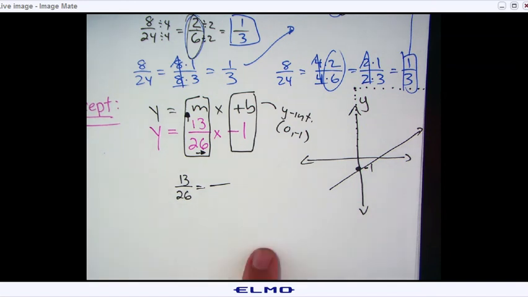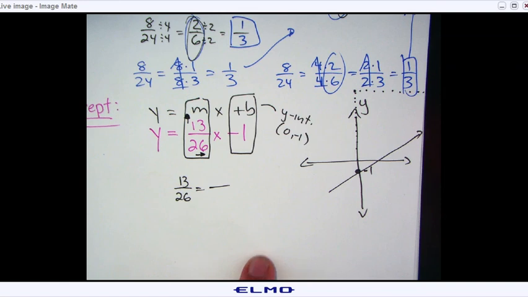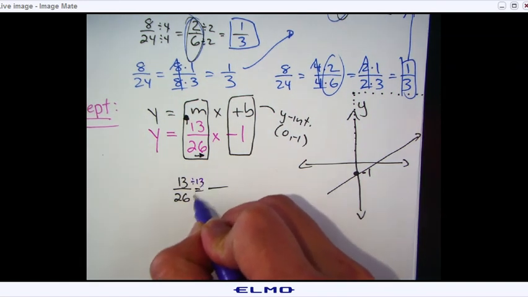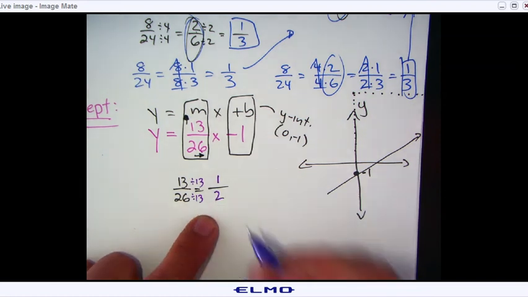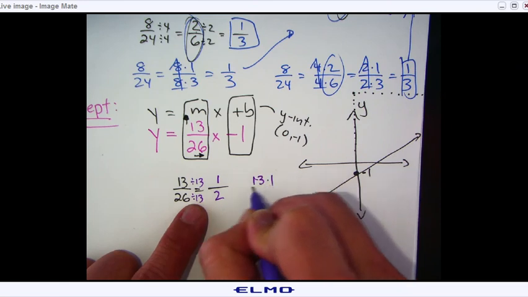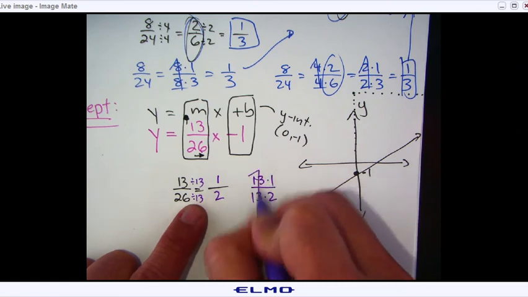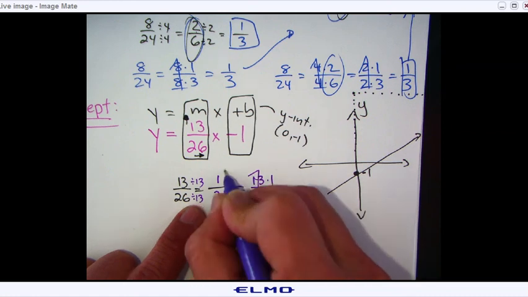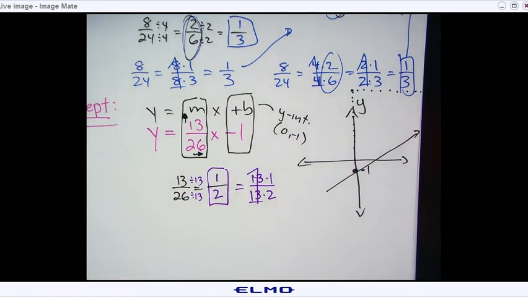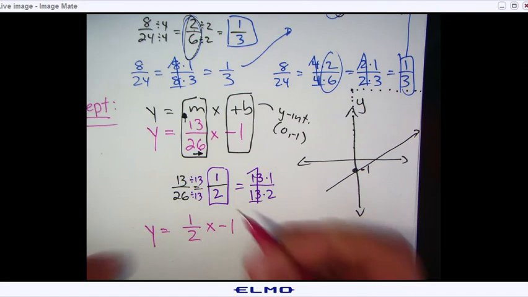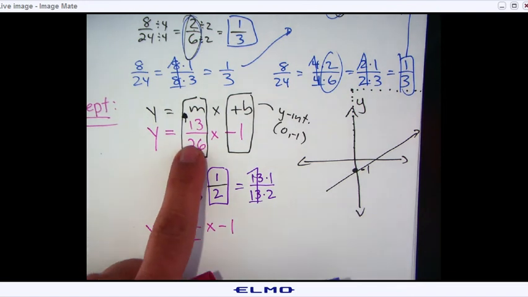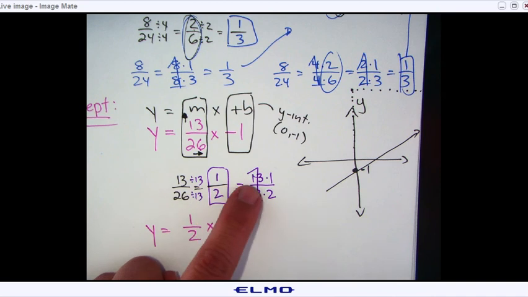All right. So 13 over 26, I could divide by 13, which gives me 1 over 2. Or you could have done 13 times 1, 13 times 2 is 26. There's your giant 1. And you still get 1 over 2. So now my new equivalent fraction equation is y equals 1 over 2x minus 1. So everything stays the same except the m, because we simplified the m.